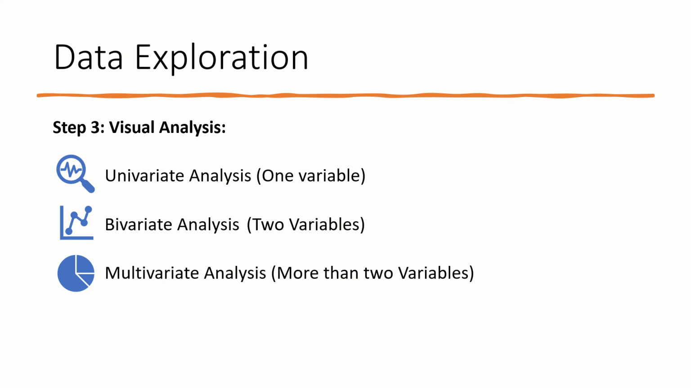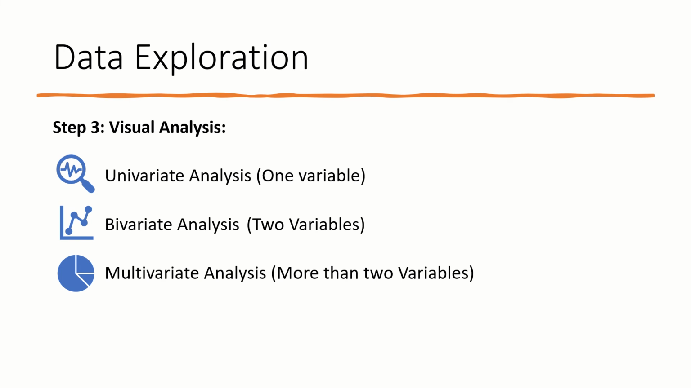The next step is the visual analysis. So here we talk about univariate, bivariate, and multivariate analysis. The univariate analysis is where we take up one single feature and then we start analyzing what is the mean of this specific feature, what is the maximum value, what is the minimum value, how frequently is it distributed. Bivariate analysis is a relationship between two variables.